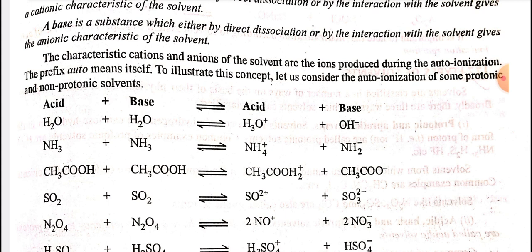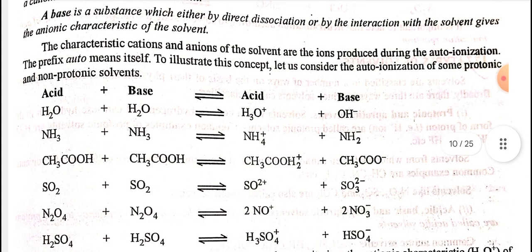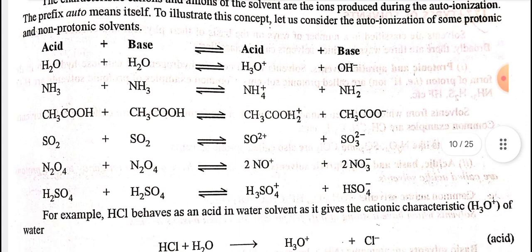To illustrate this concept, let us consider the autoionizations of some solvents: water plus water giving hydronium ion plus hydroxide ion, acetic acid plus acetic acid giving acetic cation plus acetate anion, SO2 plus SO2 giving SO2+ plus SO3 2-, N2O4 plus N2O4 giving NO+ and NO3-, H2SO4 and H2SO4 giving H3SO4+ and HSO4-.